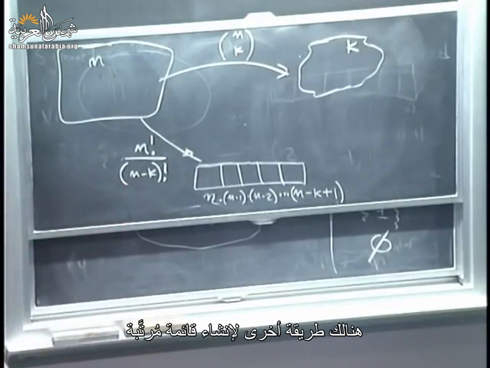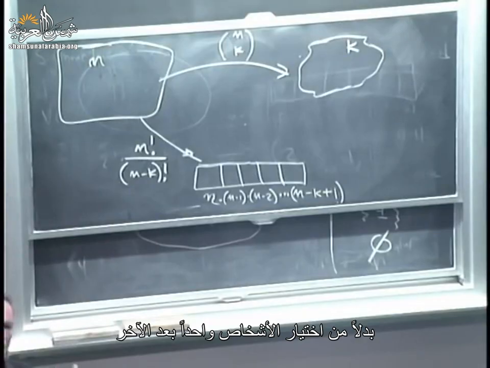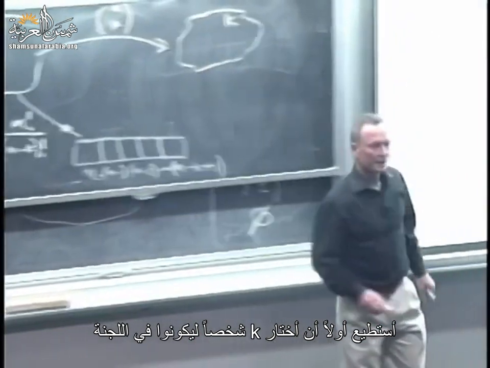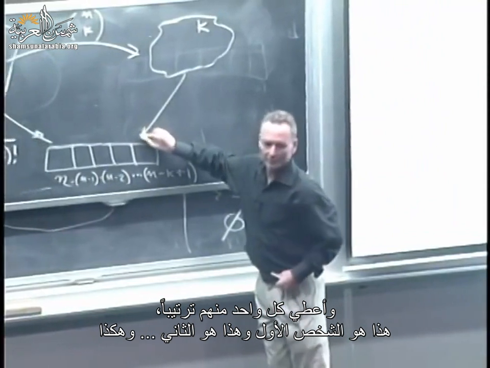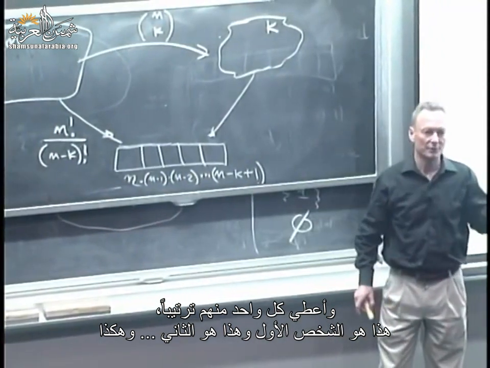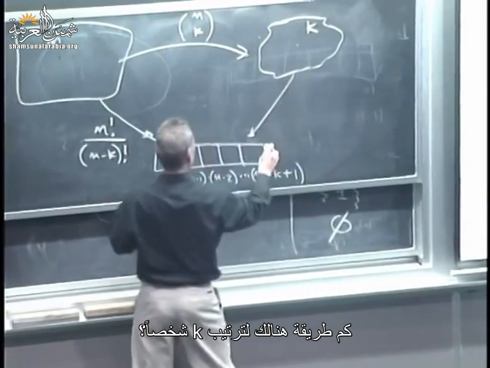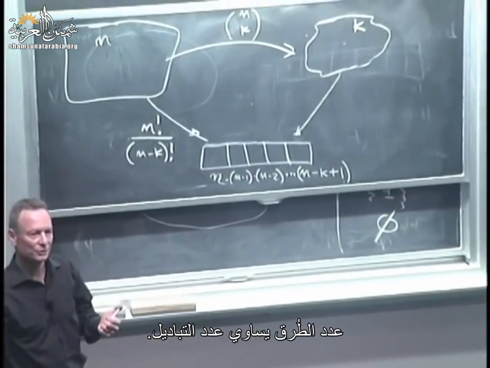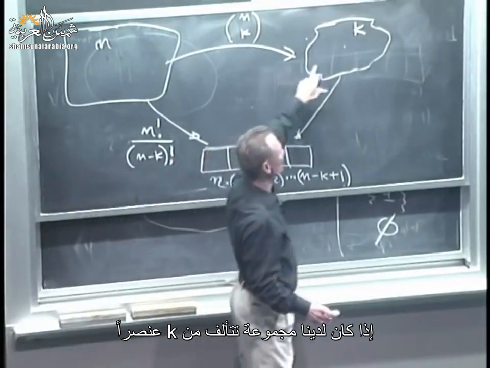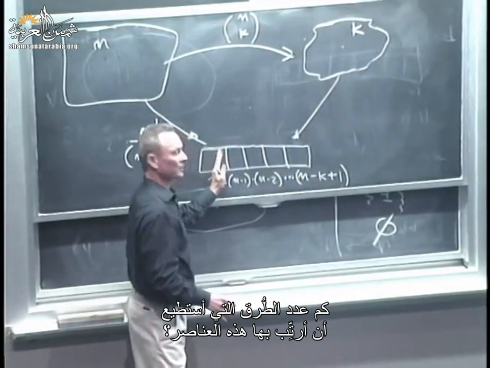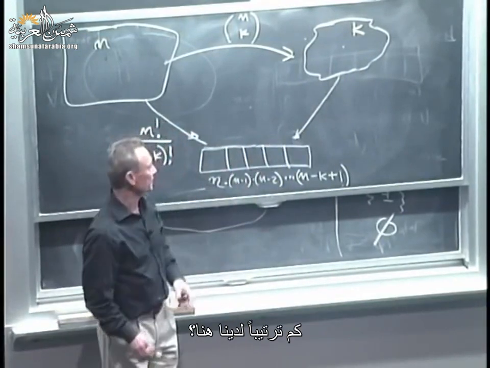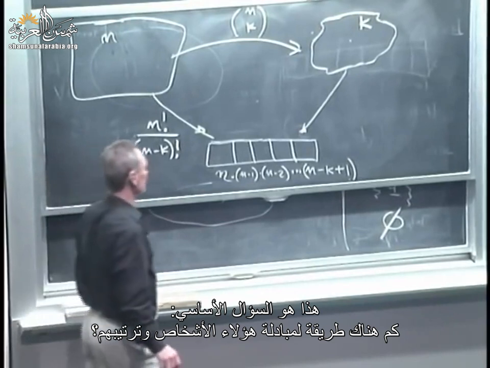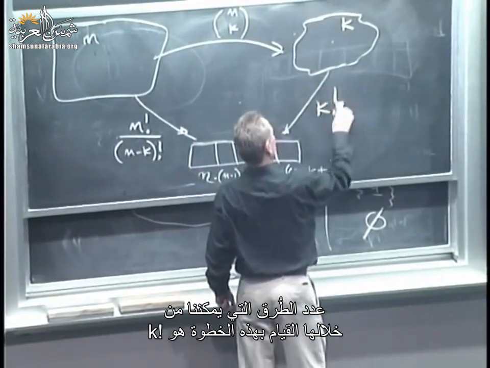Now, a different way that I could make an ordered list. Instead of picking the people one at a time, I could first choose my k people who are going to be in the committee, and then put them in order and tell them, out of these k, you are the first, you are the second, you are the third. Starting with these k people, in how many ways can I order them? That's the number of permutations. Starting with a set with k objects, in how many ways can I put them in a specific order? How many specific orders are there? That's basically the question. In how many ways can I permute these k people and arrange them? So the number of ways that you can do this step is k factorial.